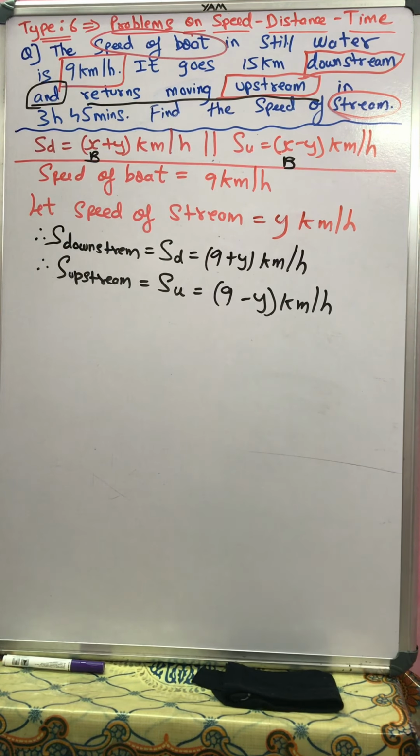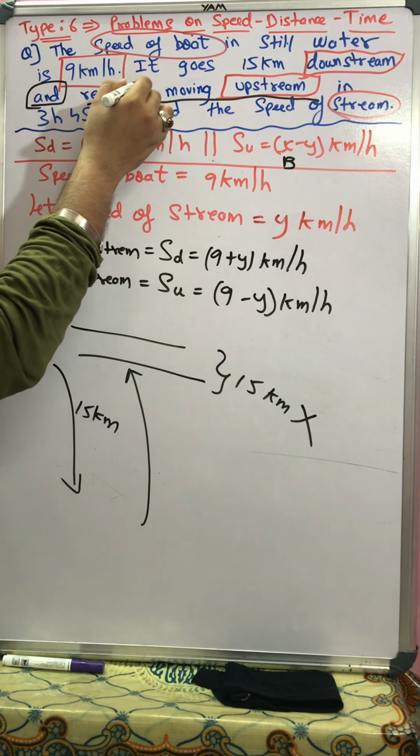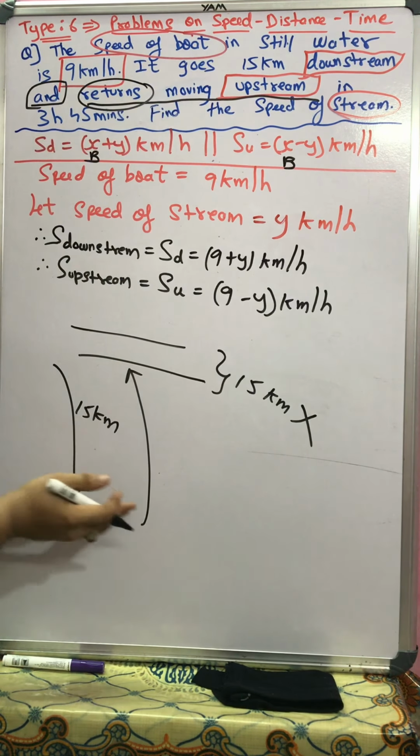It goes 15 km downstream and returns moving upstream. Total distance of going and coming both together is not 15 kilometers. Only the downstream distance is 15 kilometers, and then the upstream distance will be the same. They have just mentioned the word returns. The return will be the same. So moving downstream the distance is 15, and the return journey moving upstream will also be 15 kilometers.